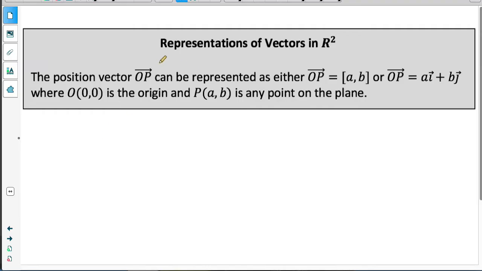So when representing vectors in 2-space, position vector OP can be represented either like this, where the square brackets indicate it's a vector, and a, b are the coordinates of where the tip of the vector is, understanding that the tail is at the origin. Or we could write it as a sum of multiples of unit vector i and j. And remember, it could be the hat symbols instead of the vector symbols to indicate that it's a unit vector, where the a and the b, the scalar multiples of unit vector i and j, are whatever the x and y coordinates of where the tip of the vector is.